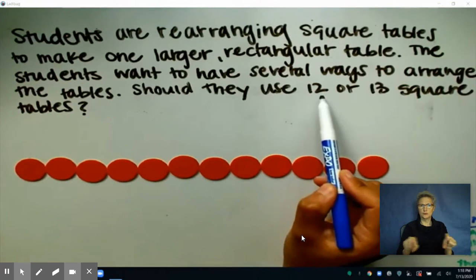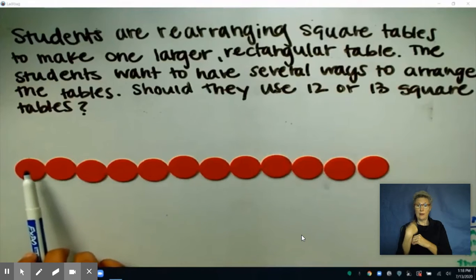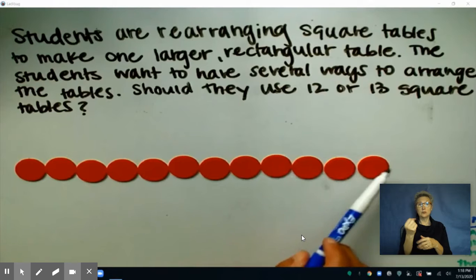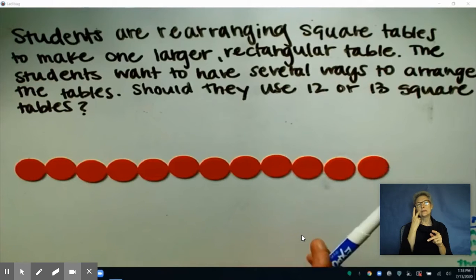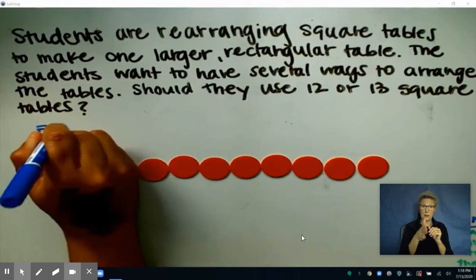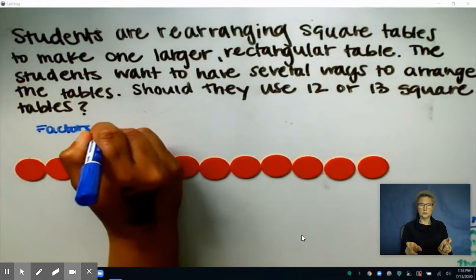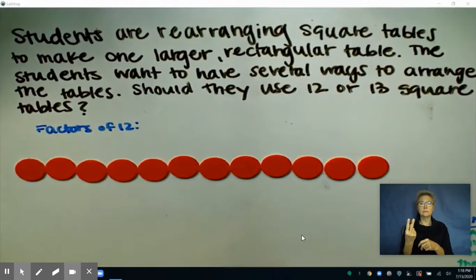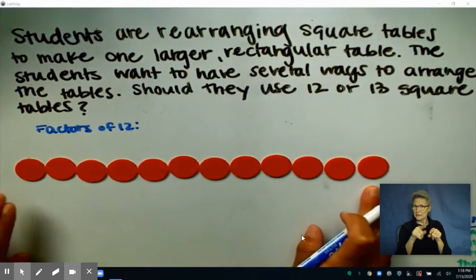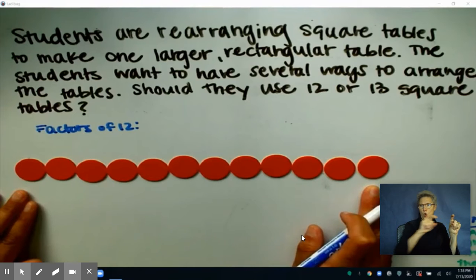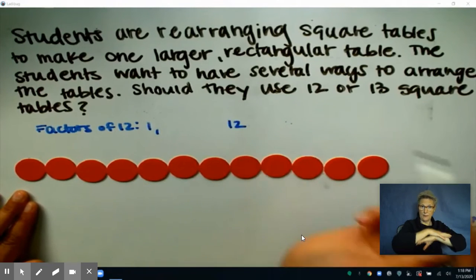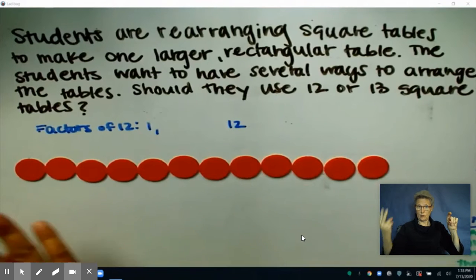So I'm going to start with the number 12. So I have 12 counters here. 1, 2, 3, 4, 5, 6, 7, 8, 9, 10, 11, 12. And I'm going to see how many different ways that I can arrange them. And I know that those are going to be my factors of 12. And I'm going to keep track of them as we're working here. So the way I have my factors lined out right now, I have one row of 12. So I know that 1 and 12 are both factors of the number 12.